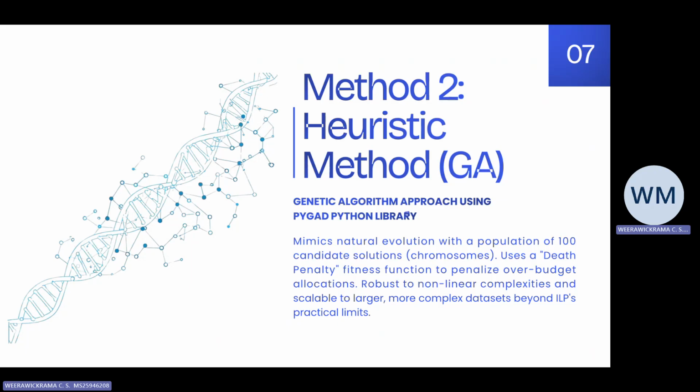The genetic algorithm allows us to use penalty functions instead of a hard no. We can penalize solutions that slightly exceed the budget, allowing the algorithm to explore near-feasible regions that might eventually lead to a superior valid solution.